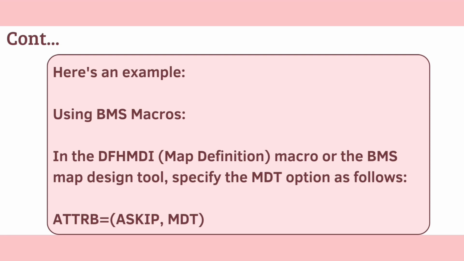Number 1, using BMS macros. In the DFHMDI, that is map definition macro, or the BMS map design tool, specify the MDT option as shown here. The ATTRB parameter with MDT enables the MDT flag for the field. The ASKIP attribute makes the field skipper, allowing the cursor to bypass it during normal cursor movement.